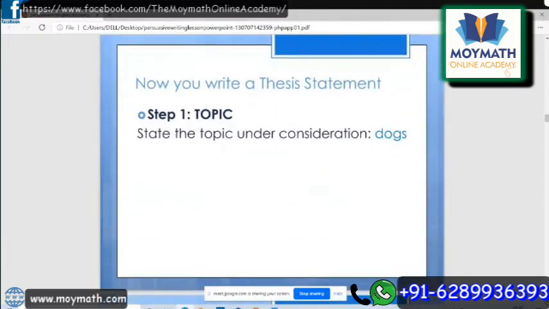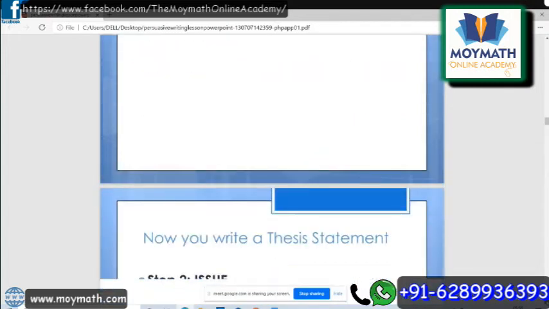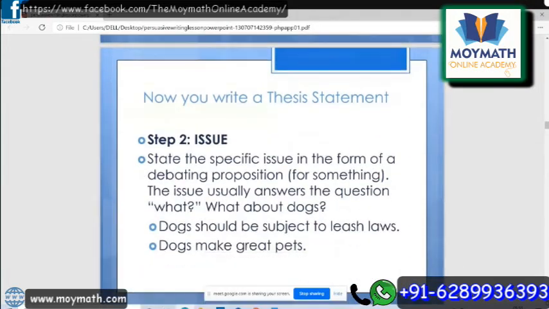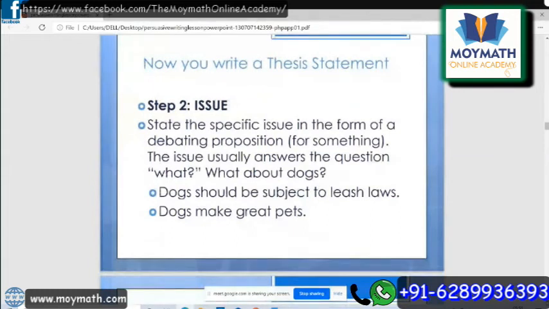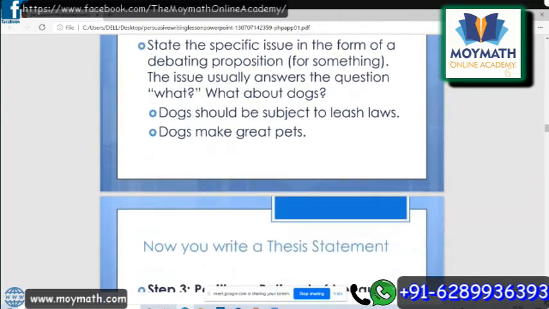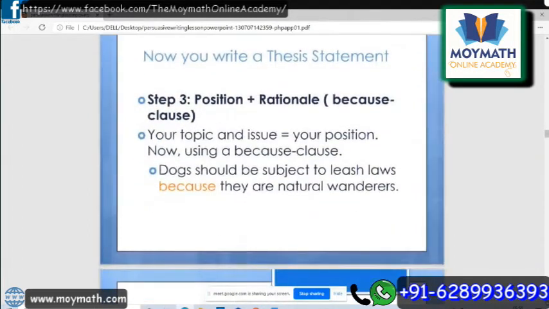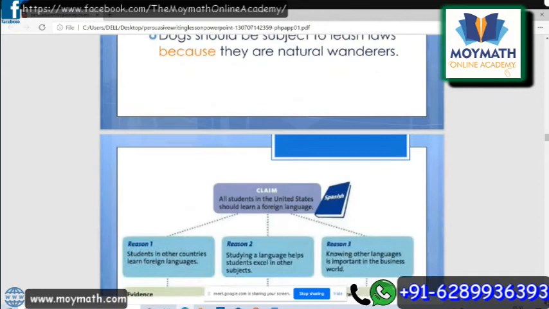Now you write a thesis statement. Step one, state the topic under consideration. Dogs. Now you write a thesis statement. Step two, issue. State the specific issue in the form of a debating proposition. Dogs should be subject to leash laws. Dogs make great pets. Okay. Dogs should be subject to leash laws because they are natural wanderers.